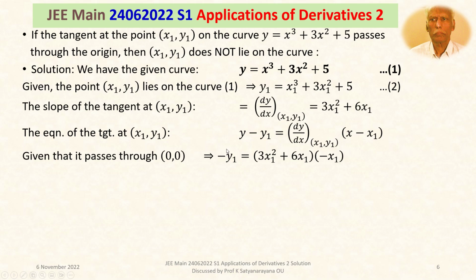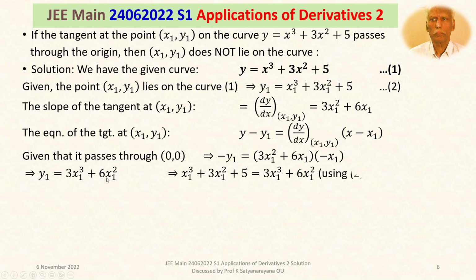Cancel minus on both sides. You will get y1 is equal to 3x1 cube plus 6x1 square. Now what is y1? y1 is given by equation 2. So take x1 cube plus 3x1 square plus 5 and substitute here for y1. We will get x1 cube plus 3x1 square plus 5 is equal to 3x1 cube plus 6x1 square, and simplifying, we get 2x1 cube plus 3x1 square minus 5 is equal to 0.